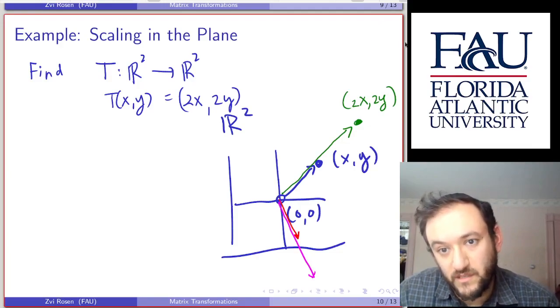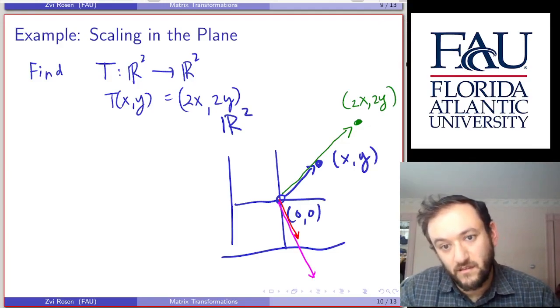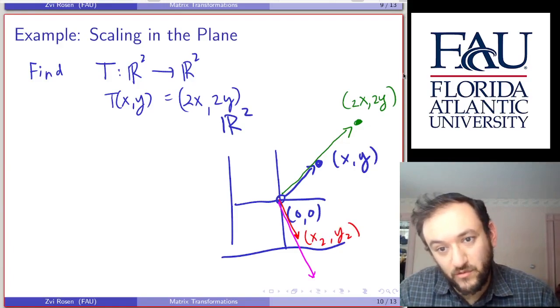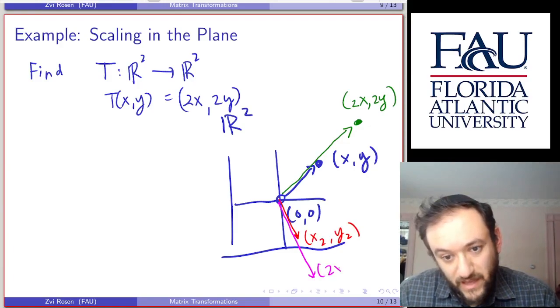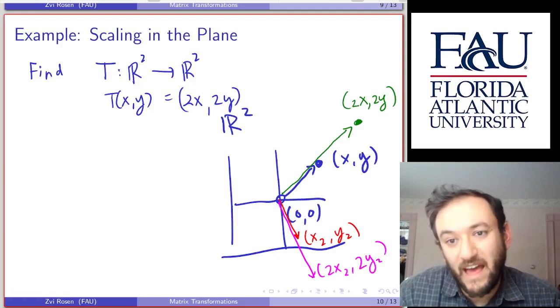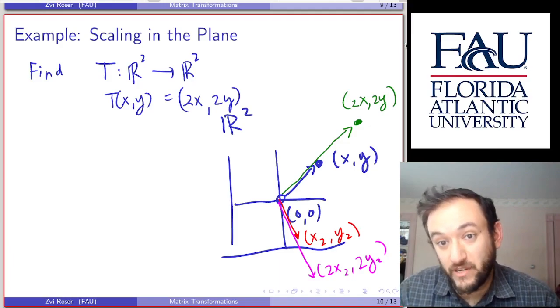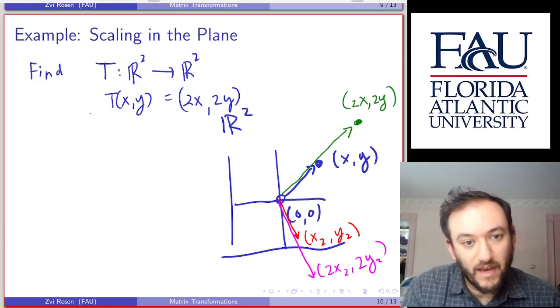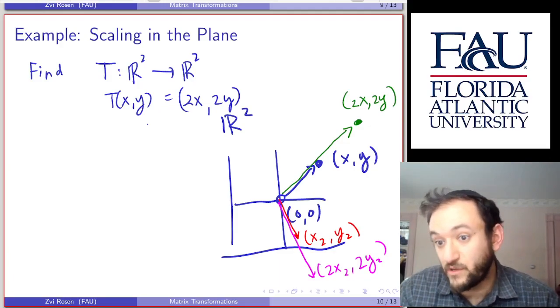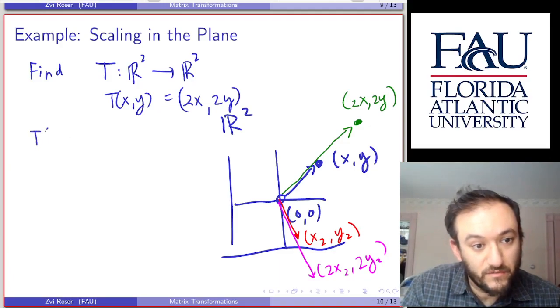Okay, so this will be a different vector. Let's call it x2, y2. Then the output of that would be 2x2, 2y2. Okay, well, how could I describe this as a matrix? It's quite simple, right? You just have to see what the values are on the standard basis vectors. So T of E1 and T of E2.